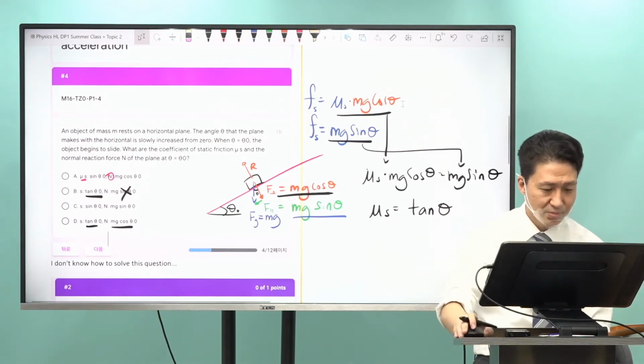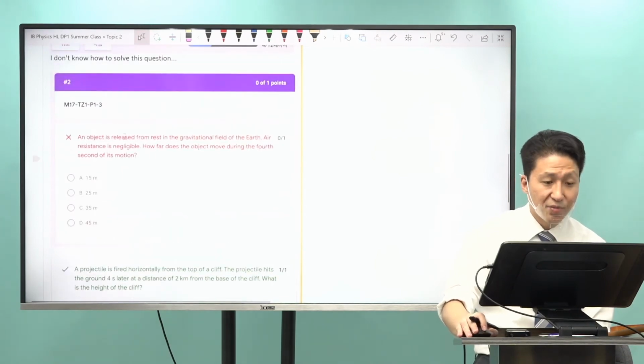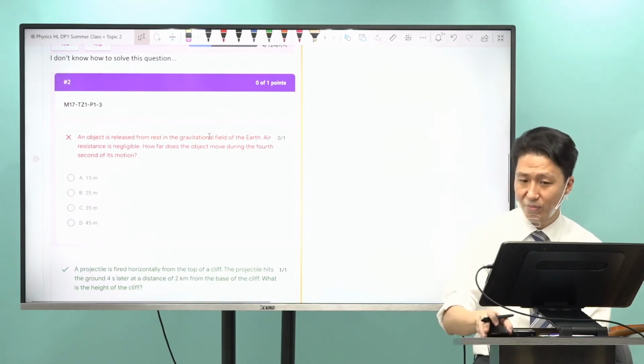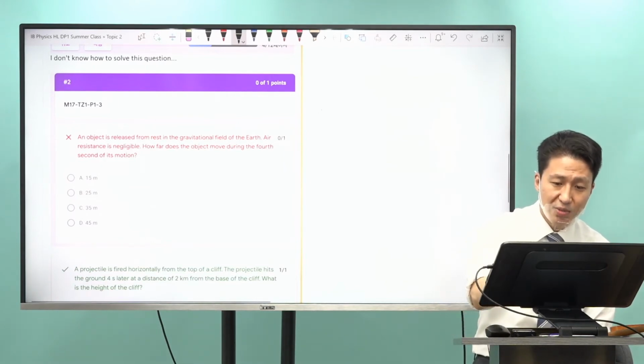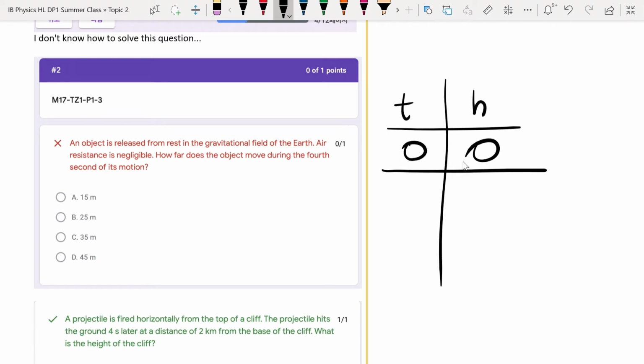Okay? Next, it says: an object released from rest in the gravitational field of the Earth. Air resistance negligible. How far does the object move in the 4th second of its motion? So let's make a table. And let's make the table for time on one side, and let's make this the position, height, right? And it says it is released from rest, so it's dropped. So 0, 0. That's where it starts.